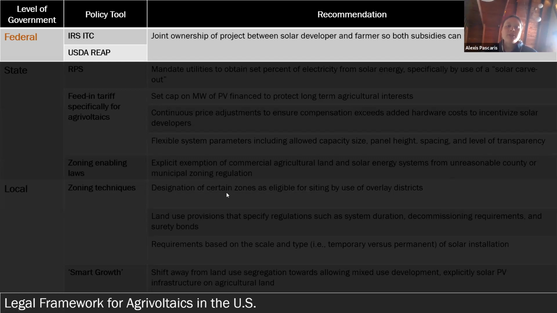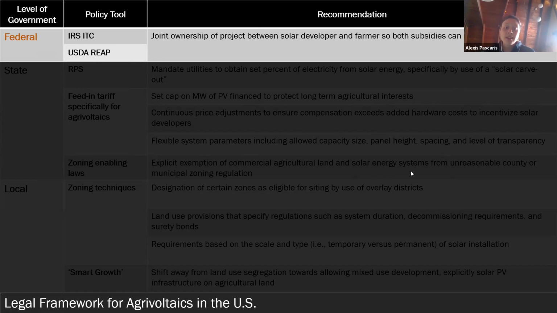At the federal level, there are no significant barriers to agrovoltaics, but actually opportunities. There is financial support for solar development from the IRS in the form of an investment tax credit and from the US Department of Agriculture as a loan or grant to farmers. Neither of these support mechanisms restrict development on agricultural land. So I suggest that agrovoltaics be jointly owned by both solar developers and the farmers so that both subsidies can be obtained to reduce economic barriers.